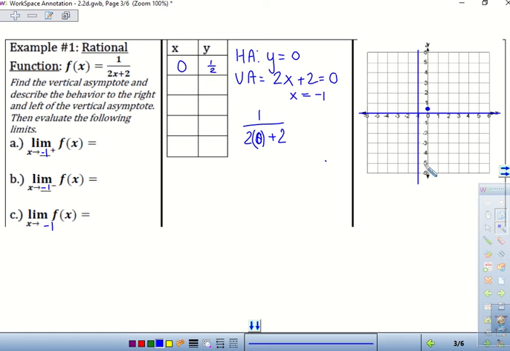Now, that doesn't really tell me if my function is going to be going up or down. It kind of does with the horizontal asymptote, but I want to confirm it. So you want to plug in one value that's between that point and the vertical asymptote. So what's a value between -1 and 0?